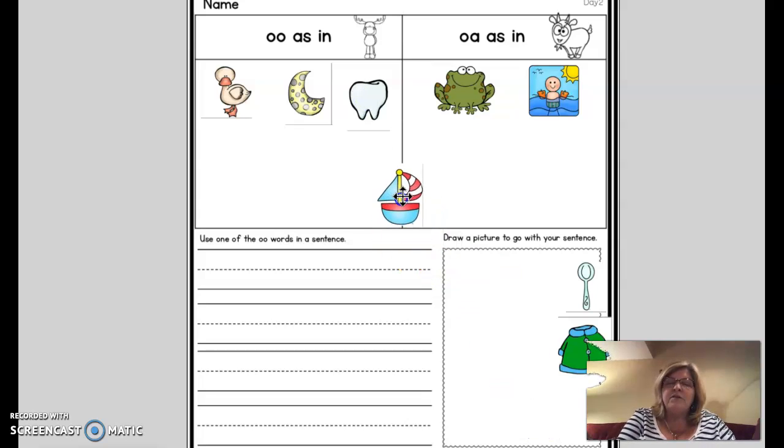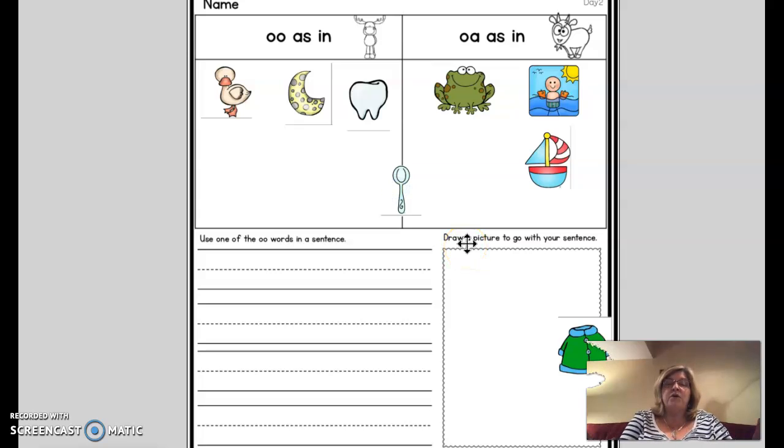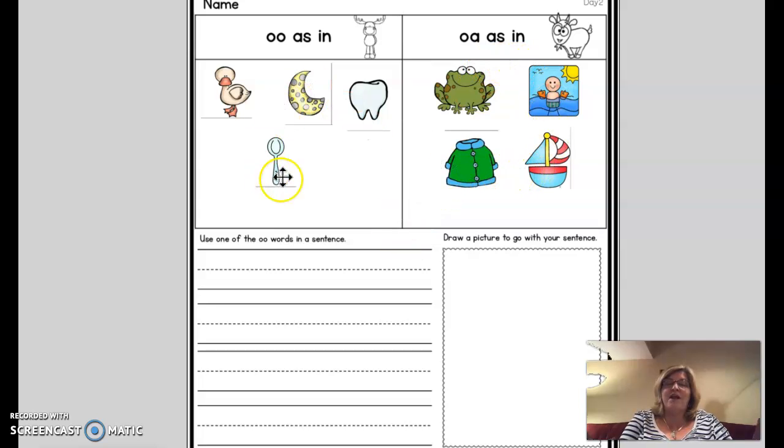Here we have a boat. B-oat. Boat. Goat goes right here. Here's our next one. Spoon. Sp-oon. Ooh. And our last one is coat. C-oat. Coat, goat. So we ended up with four and four.